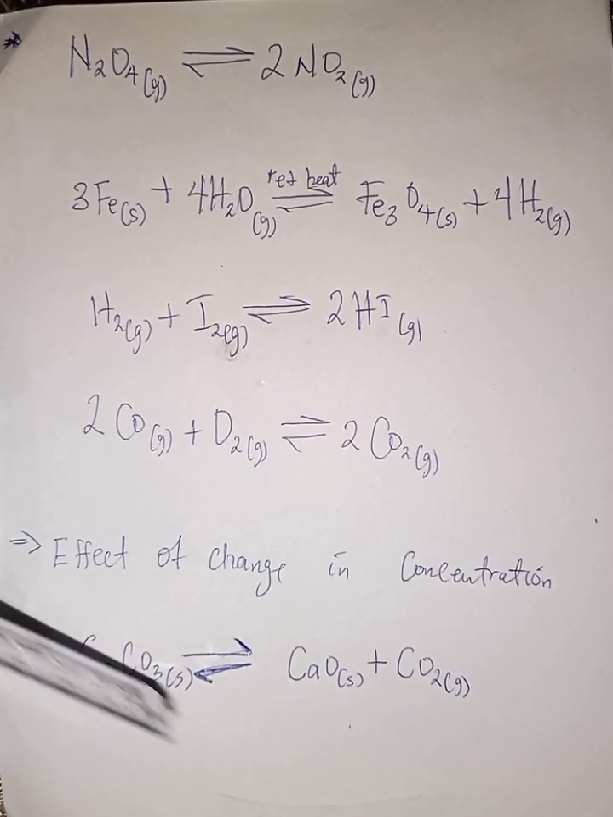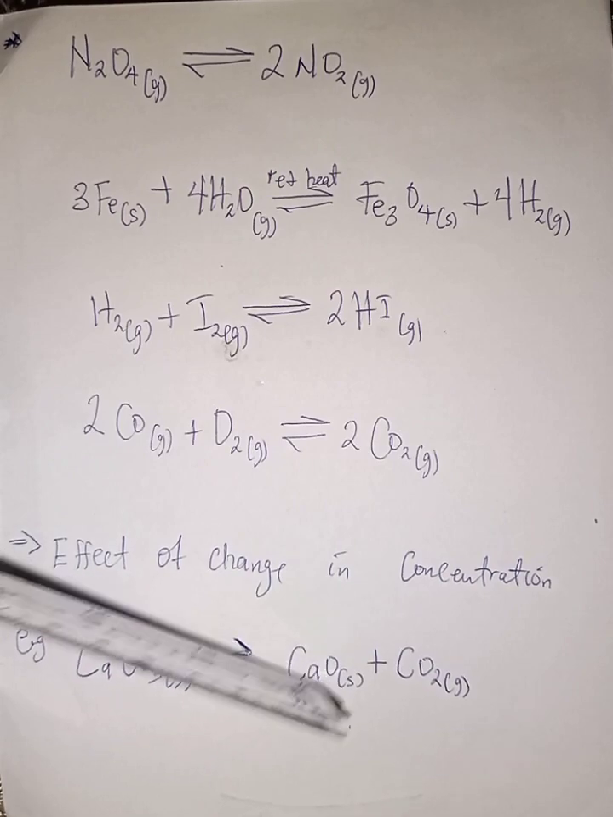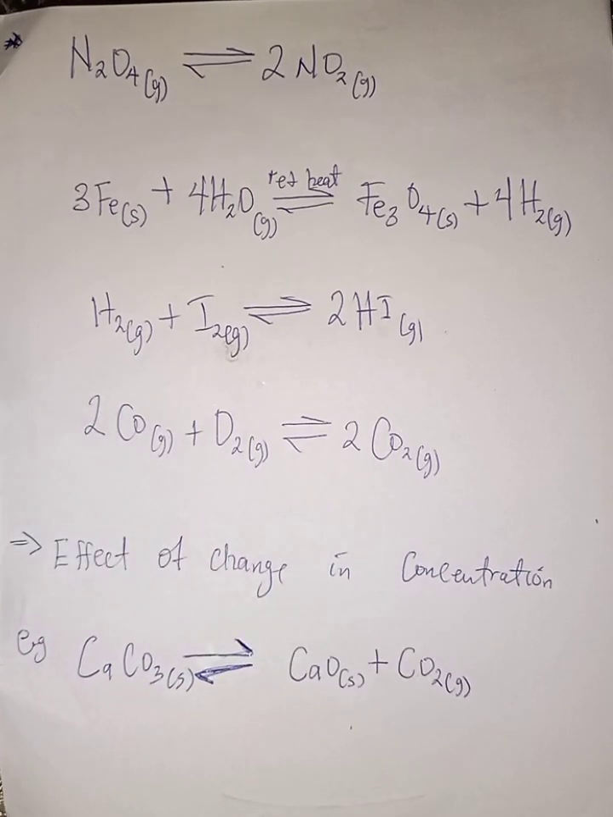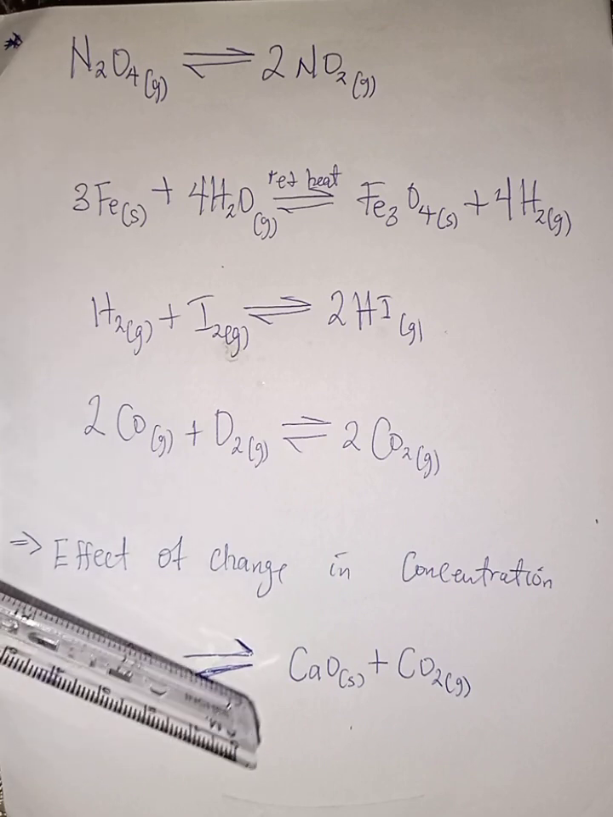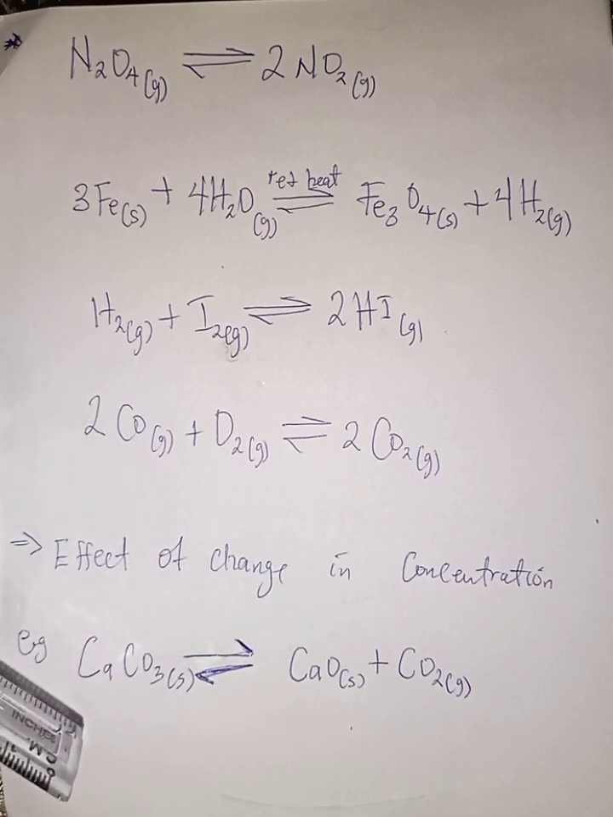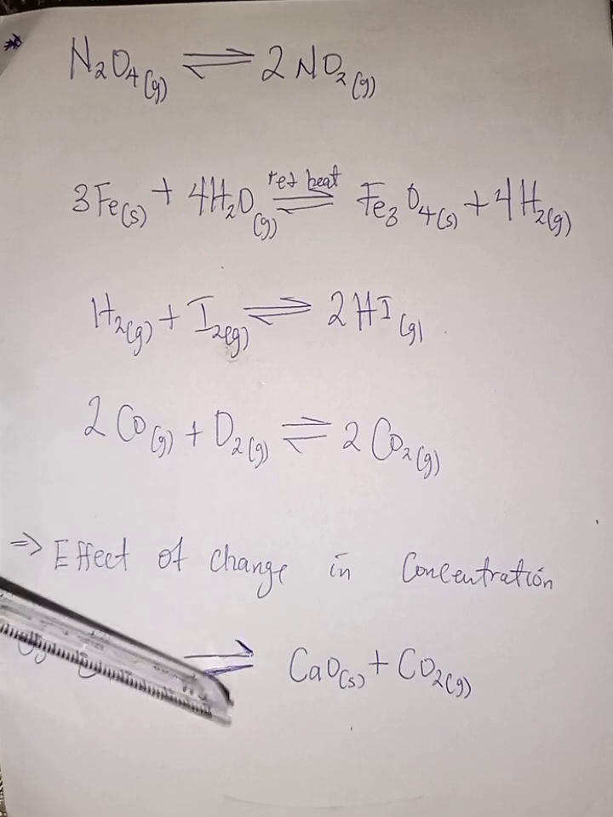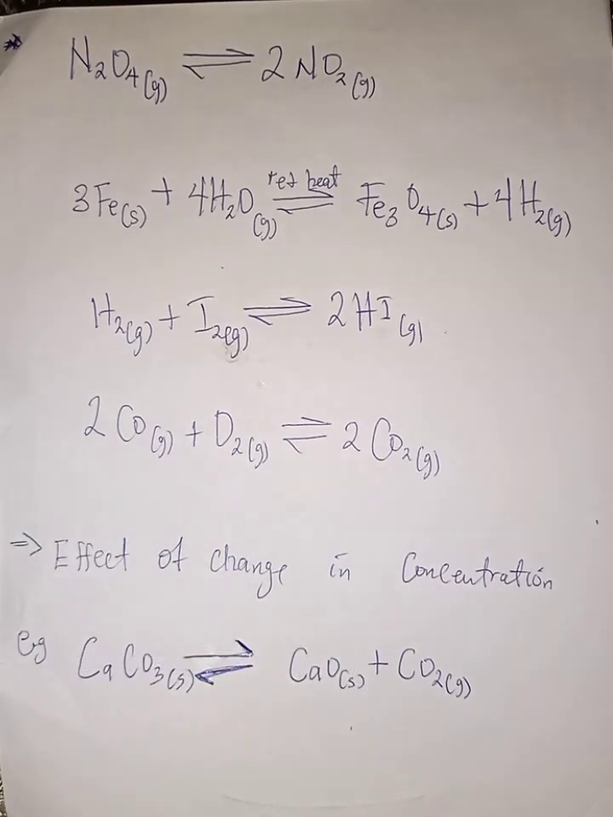If you increase the concentration of this one, for this one not to have less, you move to the forward side. So if you increase the concentration of the product, the equilibrium position will shift to the reactant. If you increase the concentration of the reactant, the equilibrium position will shift to the product. So for this now, if you add more of this CaCO3, more of this product will be formed. Let's look at more examples on this.